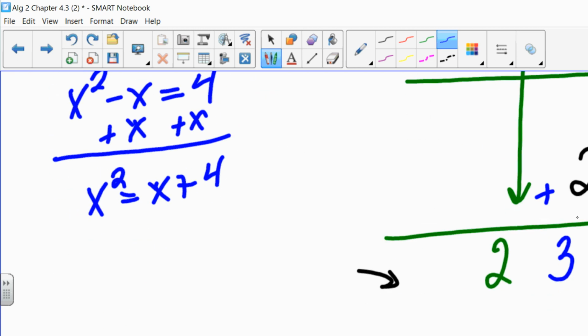Now 6 is our constant term. Negative 4 is our term with x. 3 is our term with x squared, and 2 is the term with x cubed. So the actual final answer is 2x cubed plus 3x squared minus 4x plus 6.